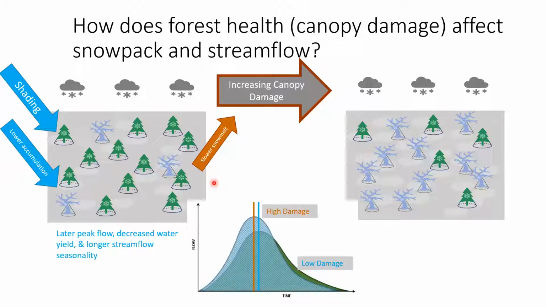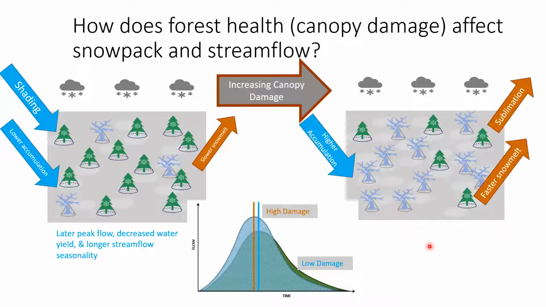What exactly does this mean for stream flow? For a healthy stand with low canopy damage, it's going to correspond to this green hydrograph, where because of increased snow retention, you're going to have later peak flows. You're going to have lower water yields since you have lower snow accumulation, but you're also going to have longer stream flow seasonality, where because of the protected snowpack, your base flow is going to be more drawn out. What about for a stand that has higher canopy damage and more dead trees?